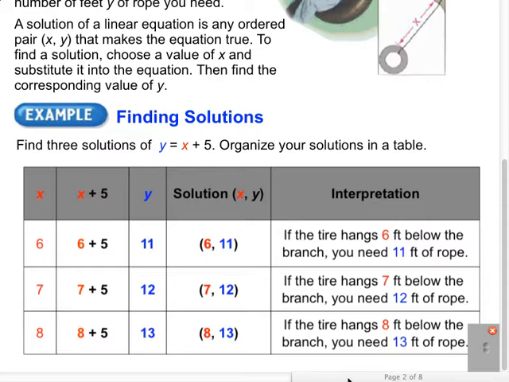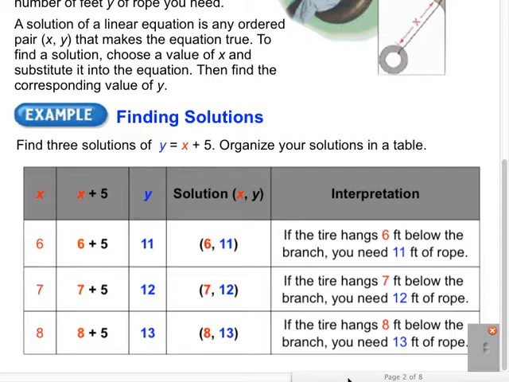Does that make sense? Now, let's go ahead and go through these solutions. So 7, if I substitute 7 into my equation, I should get back 12 for my y. So 7 comma 12 is another solution, okay? And then similarly for 8, x equals 8, if I replace x with 8, I get back 13 for y. So 8 comma 13 is another solution.